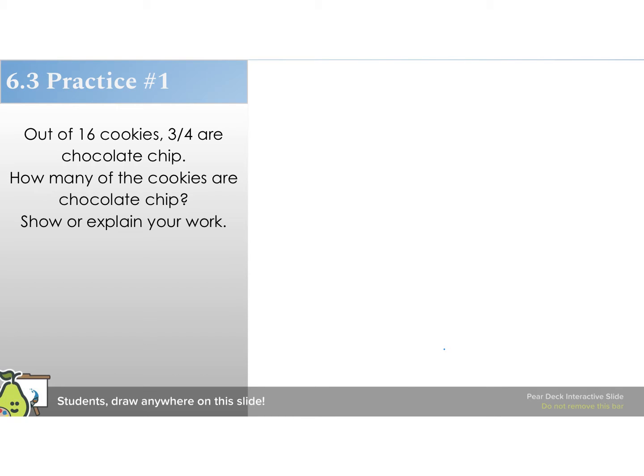Our first practice question in lesson 6.3: out of 16 cookies, 3/4 are chocolate chip. I'm going to show two different ways. We would say 3/4 of 16, and we can draw the picture.